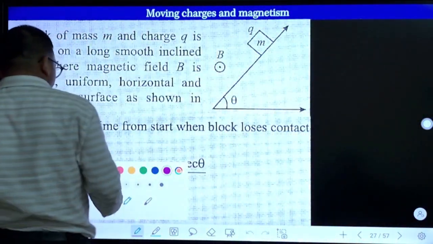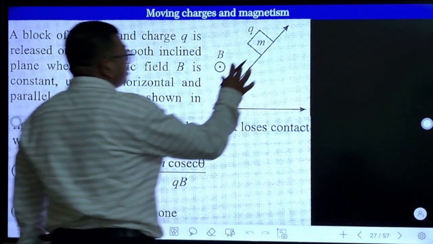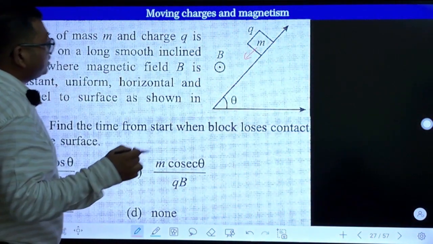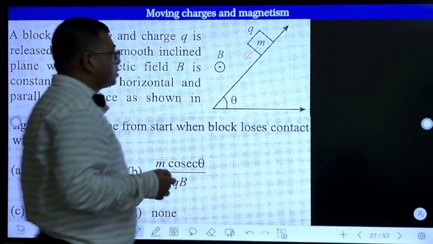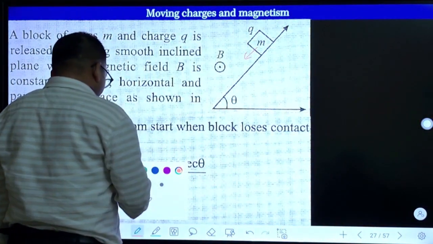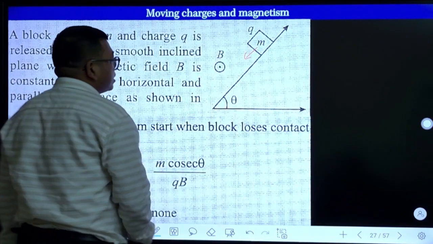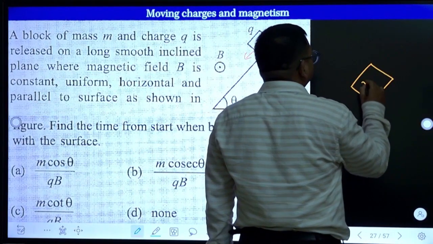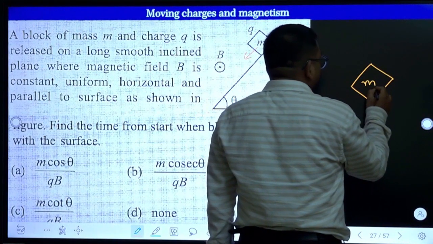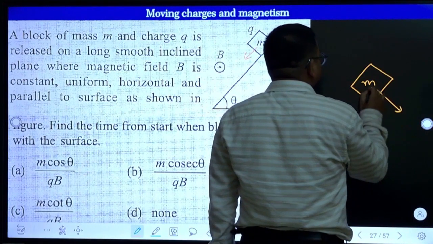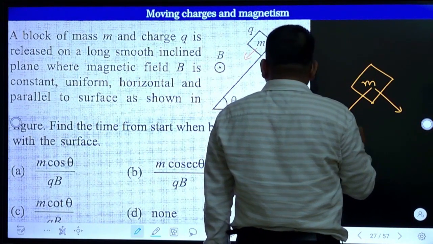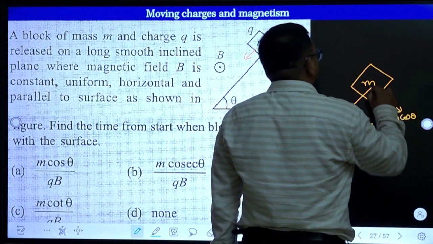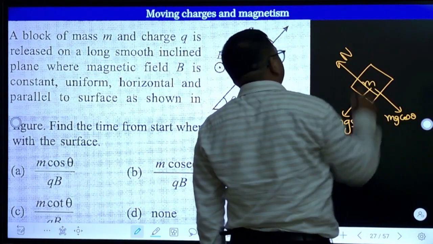Try to figure out what happens in this question. As you release, this body will start falling downward, right? So as it is gaining velocity, try to draw the free body diagram, then it will be clear. Suppose I draw the free body diagram. You resolve the mg component. This is mg sin theta, you already know that. This is mg cos theta, this is the normal, right?